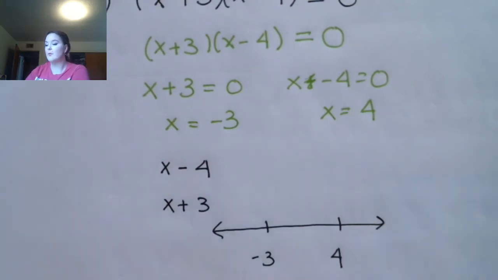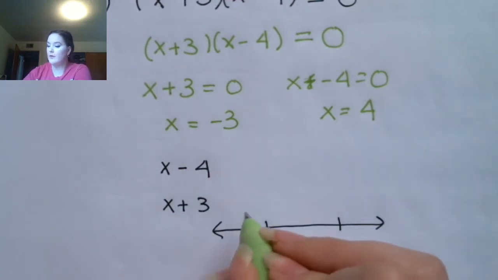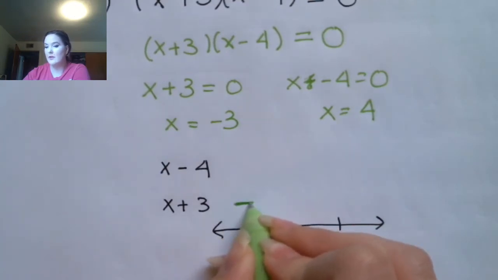For my first factor, all I'm thinking about is x + 3. I'm going to focus on the part of the number line where x is less than negative 3. For example, x could be negative 4, negative 5, negative 10, negative 100. If I plug in negative 4, I would have negative 4 plus 3, which is negative 1. So the answer is going to be negative.